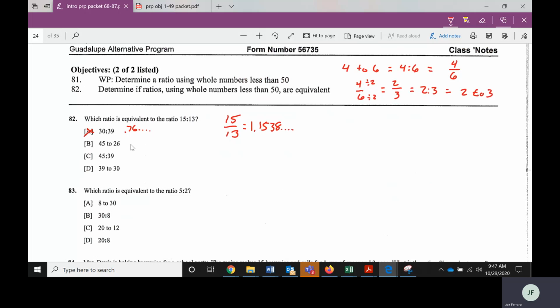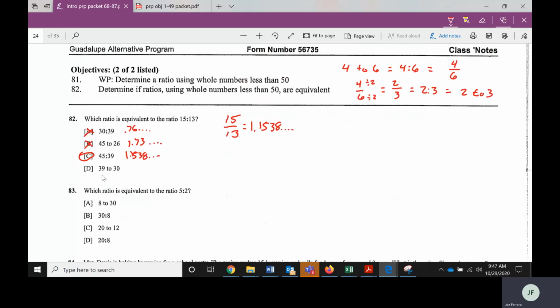I get 1.73 something something something. That's out. Next one, 45 divided by 39. That gives me 1.1538. Same thing as I got up here, so that should be my answer.